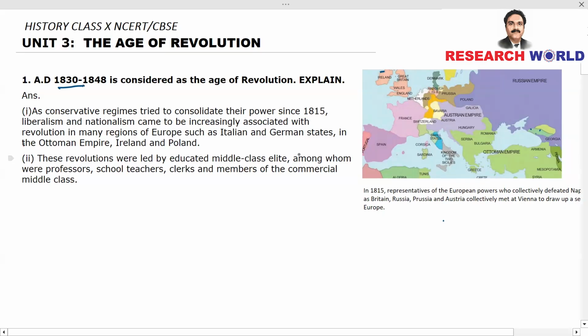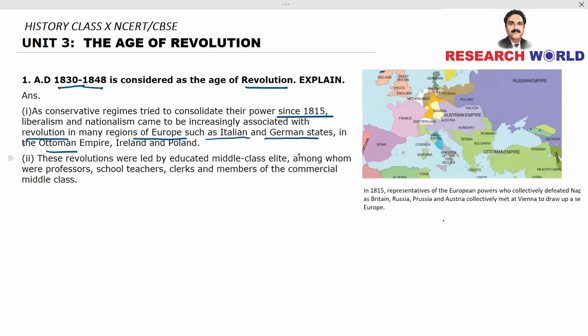AD 1830 to 1848 is considered as the age of revolution. Explain. There are 2 points for this answer. As conservative regimes tried to consolidate their power since 1815, liberalism and nationalism came to be increasingly associated with revolution in many regions of Europe, such as Italian and German states, in the Ottoman Empire, Ireland, and Poland. That is point number 1.